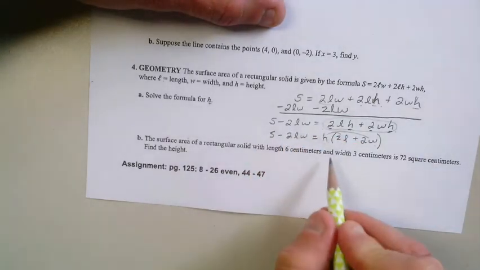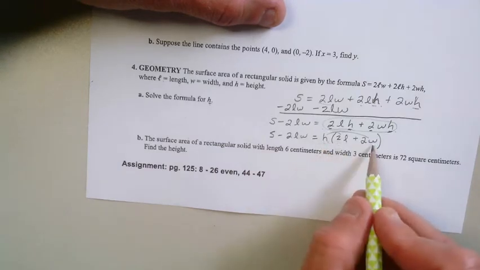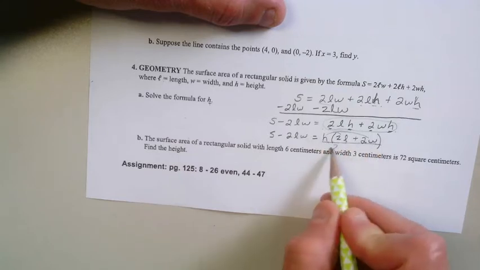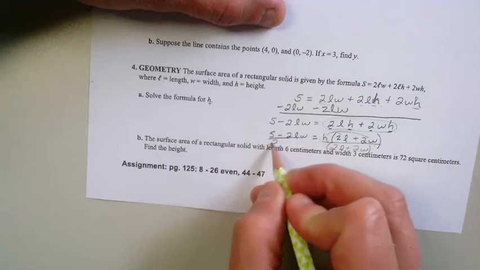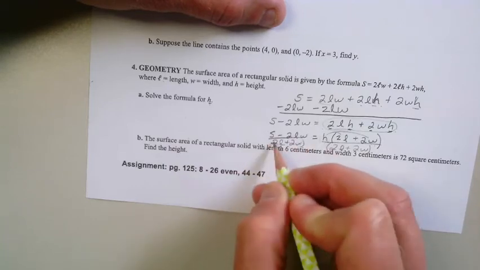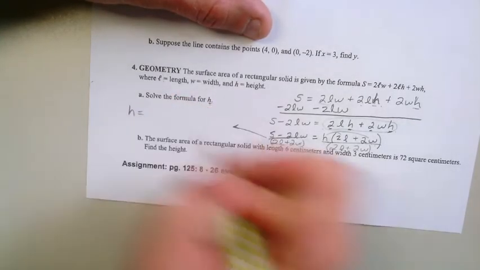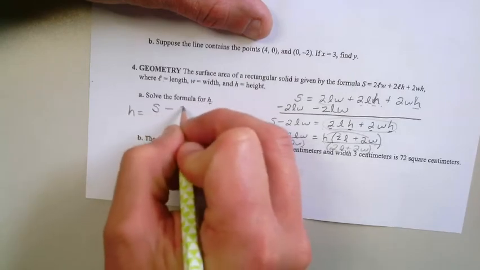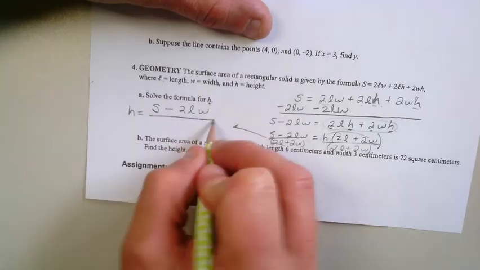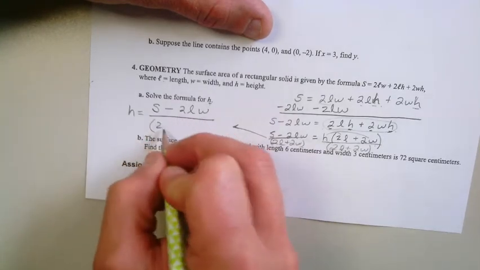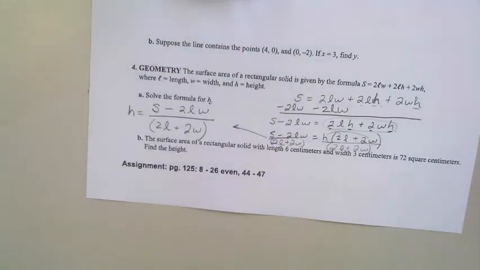Now, how do I get H by itself? Well, this is H times all of this. So if I divide through by 2L plus 2W, again, you can keep that in parentheses if you want to, just like the last problem. Here's what we end up having. H equals S minus 2LW divided by 2L plus 2W. So I hope you followed that.